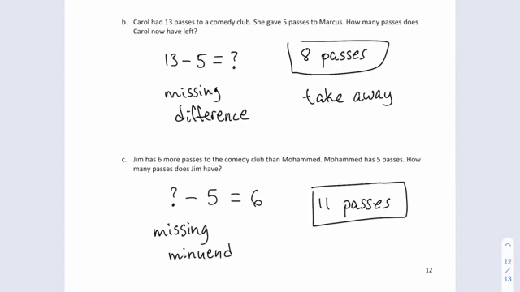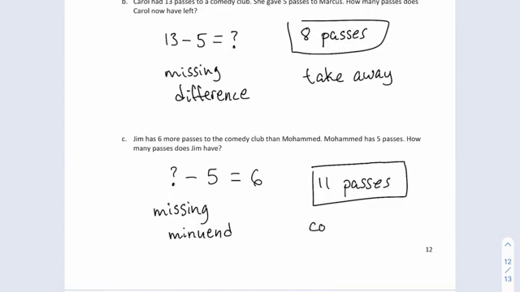Is this a takeaway or a comparison? Well, no passes are actually removed. Jim has 11 passes, and he still has 11 passes. Muhammad has 5 passes, and he still has 5 passes. We were simply comparing to see who has more and by how much. So this is a comparison flavor of subtraction. No action was taken, simply a comparison.